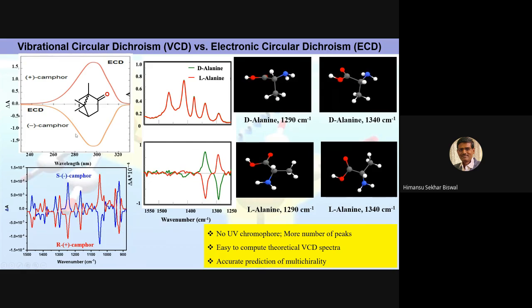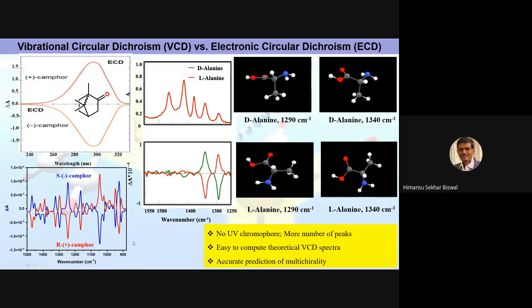We have done this for camphor as well. For camphor, if you take the ECD, you have a very broad band, only one peak. But if you look at the VCD, you will have plenty of peaks. If some interaction is happening, something is happening in the molecule. Instead of probing only one peak, we can probe the VCD, and you can have much more information.